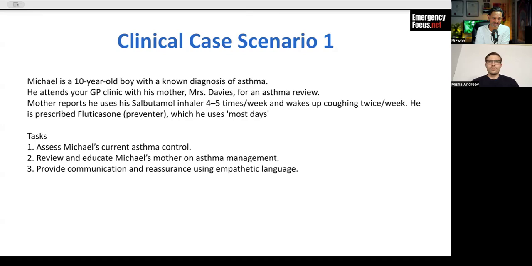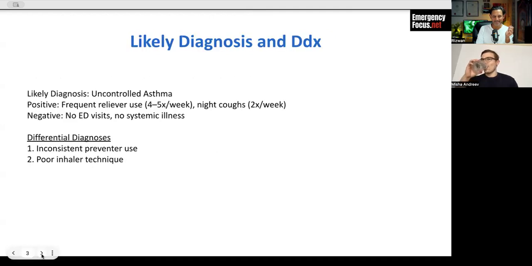Now, your tasks are: assess Michael's current asthma control, review and educate the parent on asthma management, and provide communication and reassurance using quite empathetic language. I have actually emphasized task number three, that you need to be communicating very well. It should not be only educating the parent. Okay, so let's jump right into it.